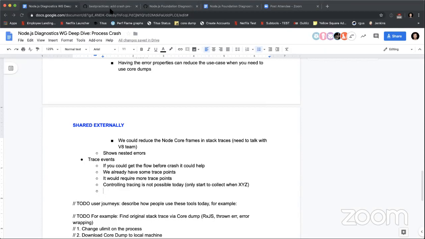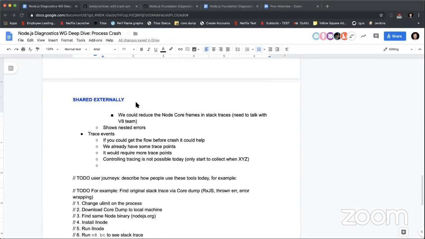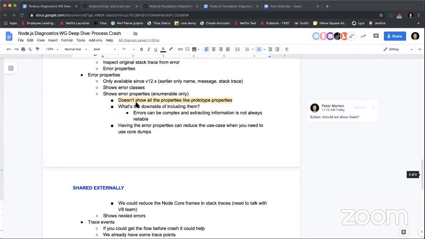Okay, we are running out of time. So I think we have collected the use cases and the tools we have today. What we could do offline is describe what the user journey is today, like what it means to use diagnostic report, or what it really means to use core dumps. Girish's pull request actually did a great job there. So I can copy information to this document.